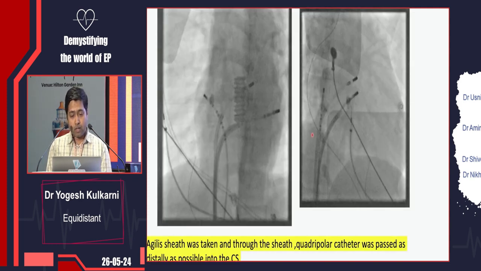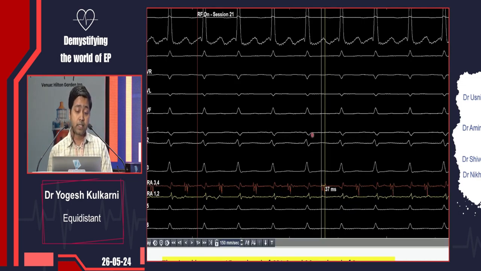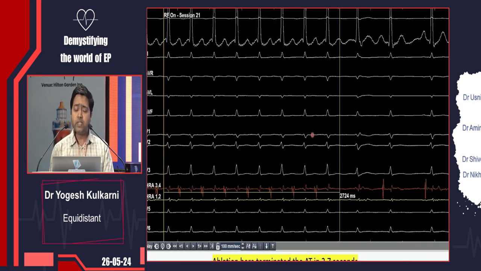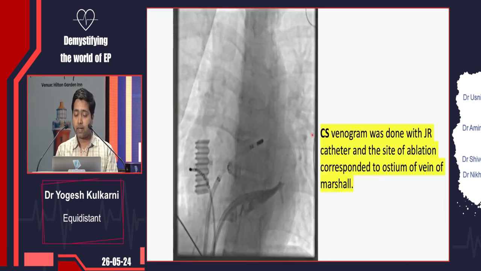So then what we did is we put an Agilis sheath inside the CS, and our irrigated ablation catheter as distal as possible into the CS, and there we got a very good signal of 37 millisecond ahead, which was the best signal we got up till now. And then we gave an ablation lesion here, and within 2.7 seconds the tachycardia terminated.